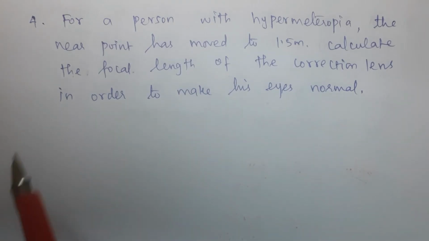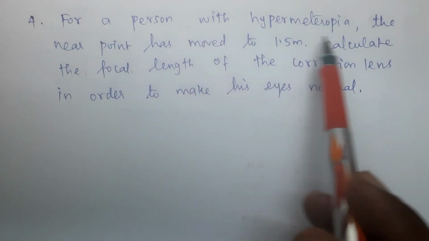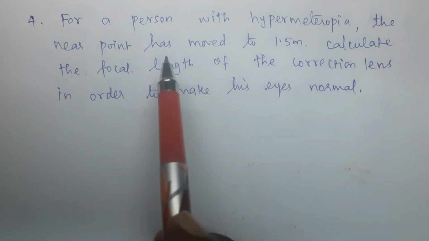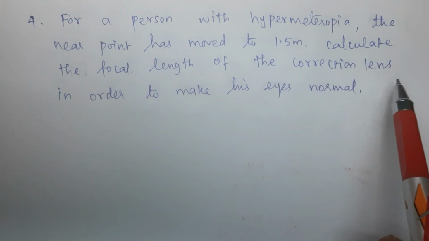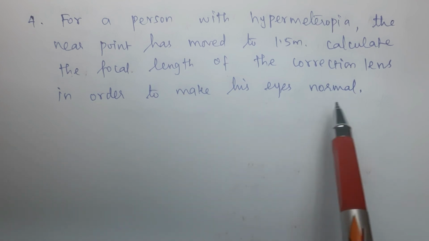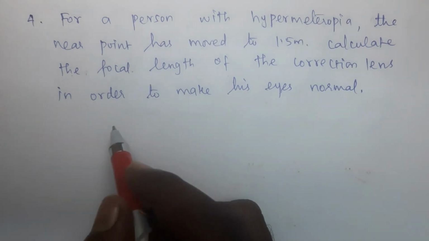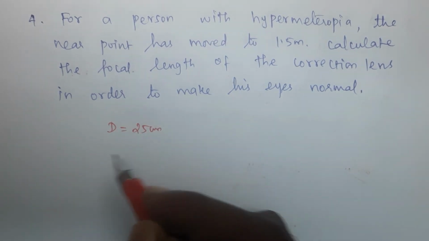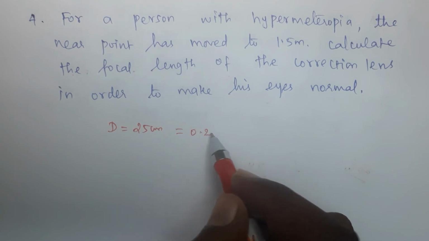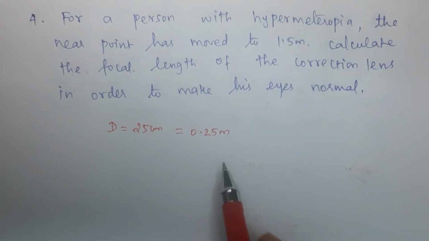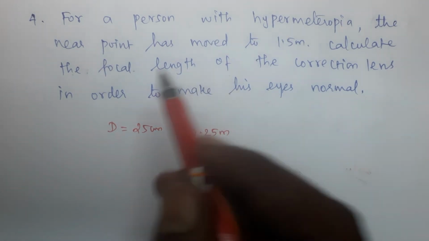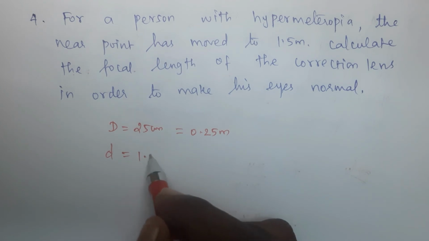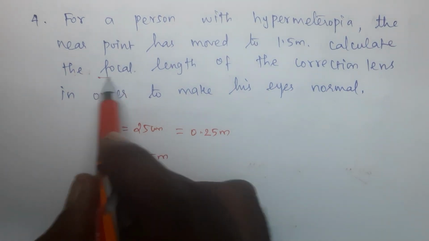Solved problem, question number 4. For a person with hypermetropia, the near point has moved to 1.5 meter. Calculate the focal length of the correction lens in order to make his eyes normal. We know that for a normal eye, the near point is 25 centimeter. If you convert into meter, it will be 0.25 meter. This is for a normal eye. For a person with hypermetropia, the near point is given, small letter d is equal to 1.5 meter. So we have to find out the focal length.